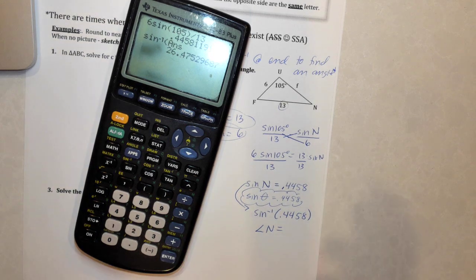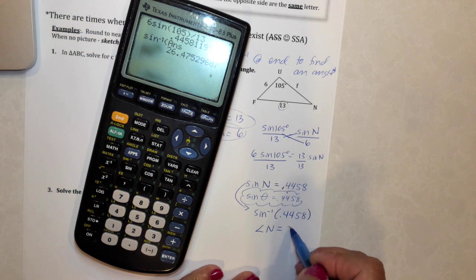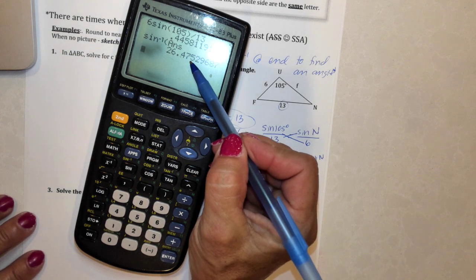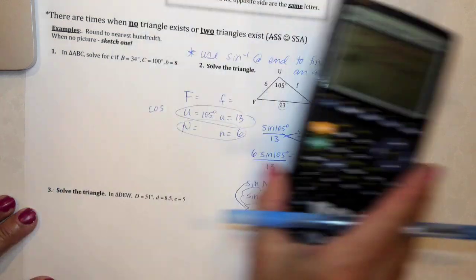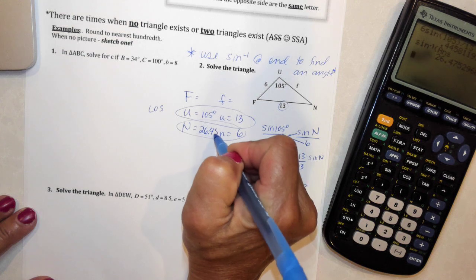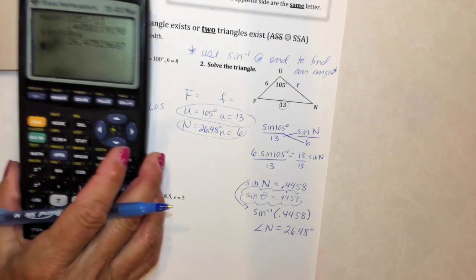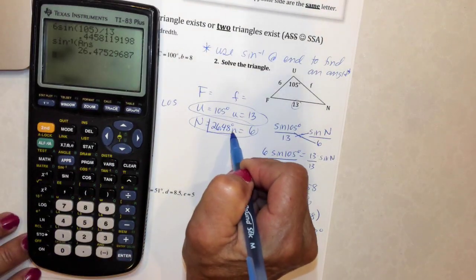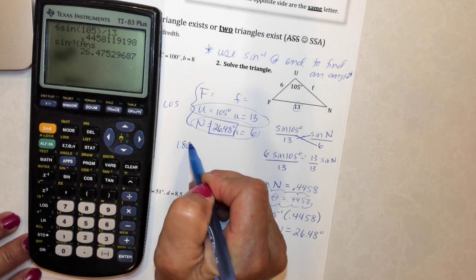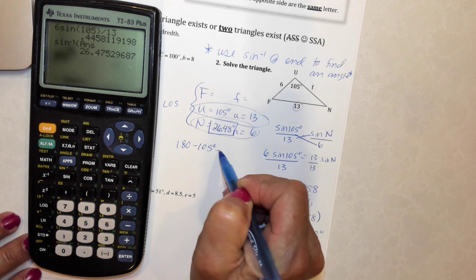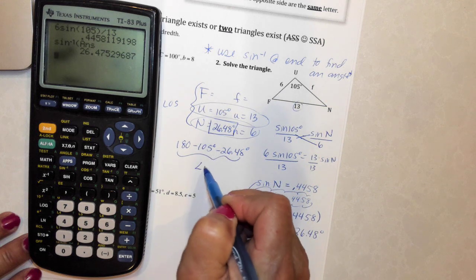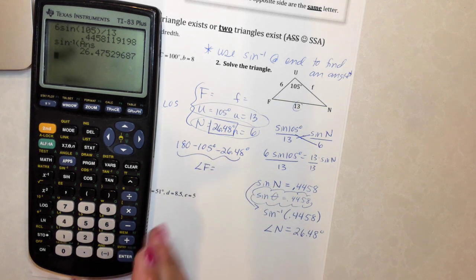It's saying the angle that has that as its sine value is 26.48 degrees, because I'm rounding up because of that 5. So up here I can say, well, this one's 26.48. Then don't forget what you know. That's the first thing we found. But now we can find the third angle, because we can take 180 minus the 105 minus the 26.48. That will tell us what is the measure of angle F, because that's the only one we don't know.